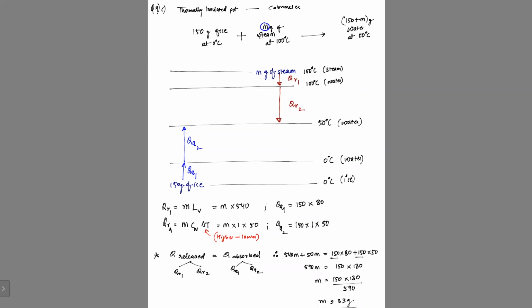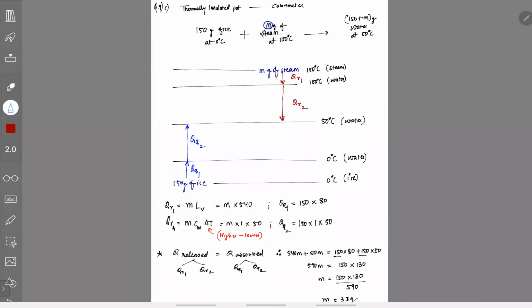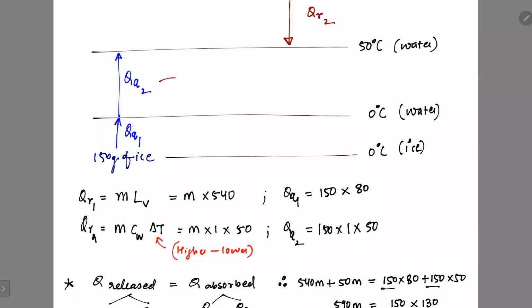Sir, can you explain that Q absorb 2? See, if you look at Q absorb 2, I will zoom this. Q absorb 2 is the case of heating. And we know that heating has a formula of MC delta T. The mass of ice was 150. The C of water was 1. And the change in temperature is 50. 0 se 50, yani change is 50. Okay, sir. MC delta T. Clear?